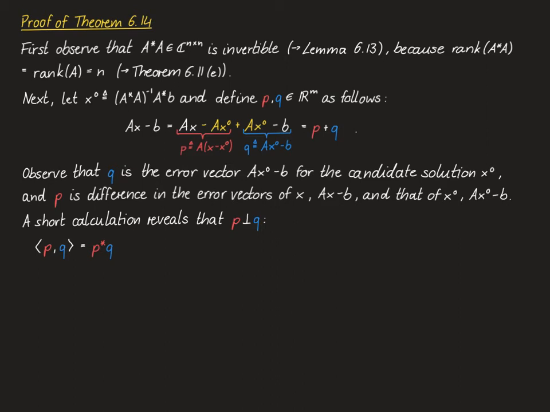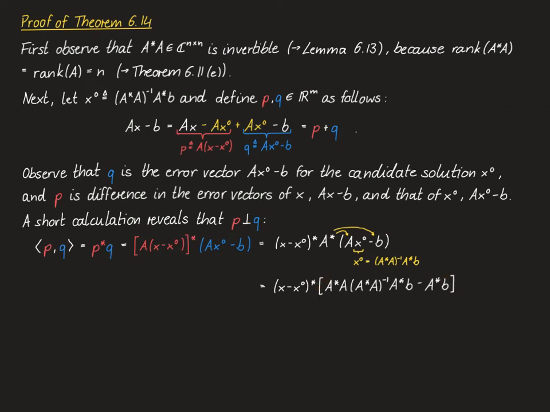A short calculation reveals that p is orthogonal to q, so we form the inner product of the vectors p and q, which in the case of C^n is given by p star q, where we can substitute the definitions of p and q, which yields (x minus x naught) in brackets star A star times (A x naught minus b), where we can now pull the A star into the second bracket and substitute our expression for x naught, which yields this result in the square brackets, where we observe that at the beginning of the first term we have A star A multiplied with A star A inverse, so this of course equals the identity, and then we see that we have A star b minus A star b, so the whole thing equals 0.